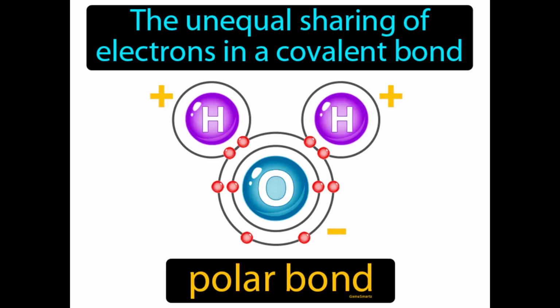The unequal sharing of electrons in a covalent bond: polar bond. A polar bond is a type of covalent bond where electrons are shared unequally, causing one end to be slightly positive and the other slightly negative.